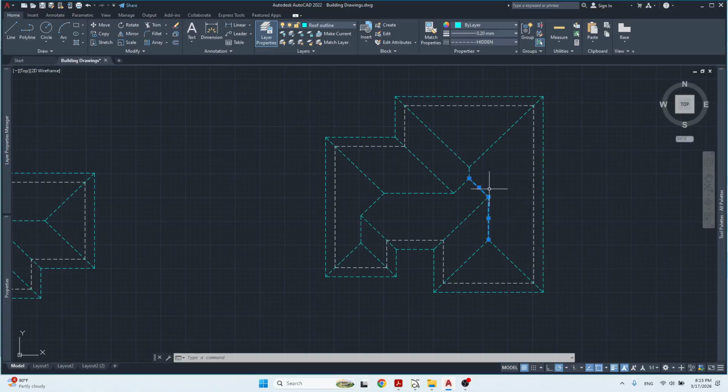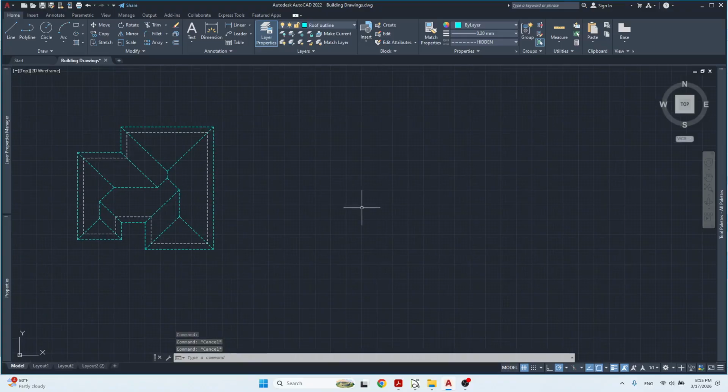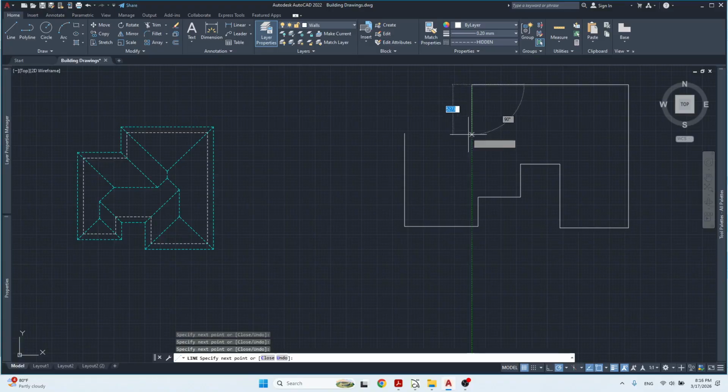Alright, so that's basically it. I hope you learn something from it, and I hope that you would be able to go ahead and draw your own irregular shape house, and see how complex you could get, and design your roof.